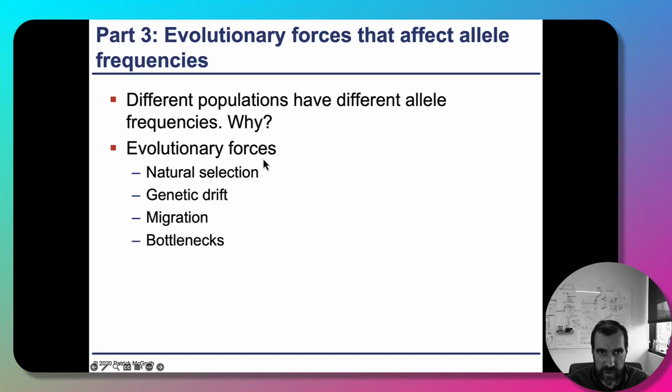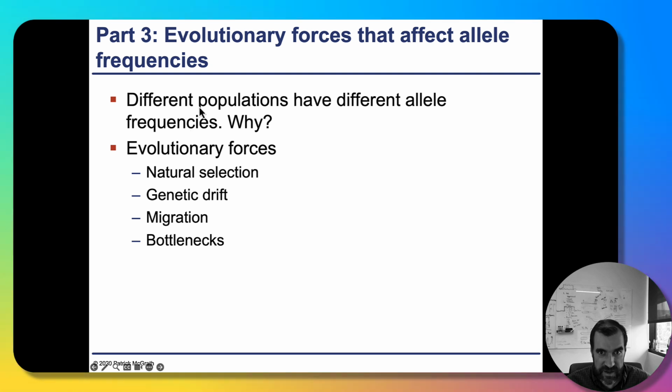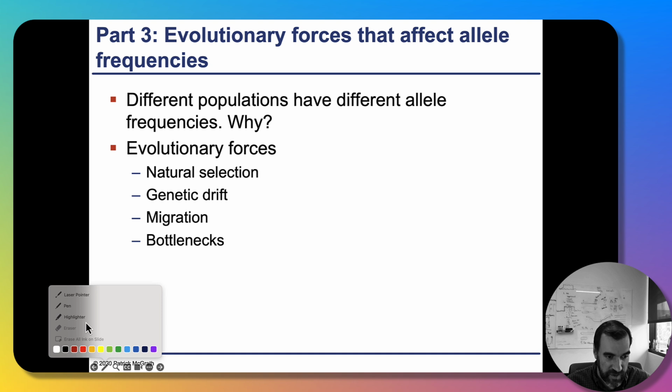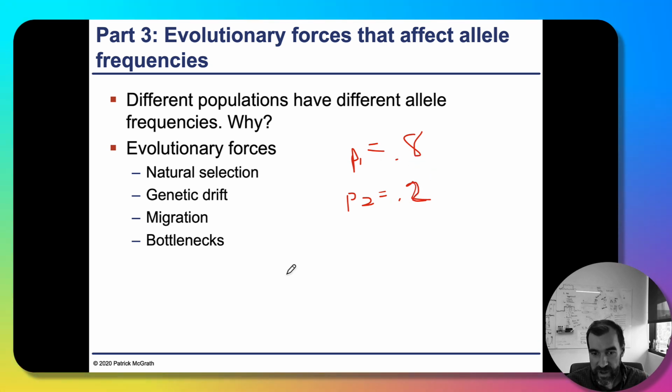Finally, part three. We're going to cover part three and part four together in this next part. So evolutionary forces affect allele frequencies. What we're driving at is that different populations have different allele frequencies. When we calculated the allele frequencies of different alleles, we found one had something like this, and one had a frequency that could be completely different. So what are the reasons that different alleles have different frequencies in a population?